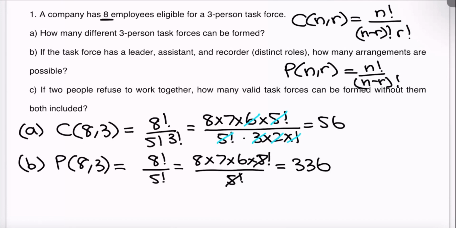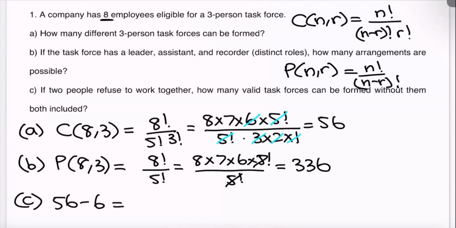Therefore, other than those six groups of people, all the other groups don't have those two people, right? And so the answer would be 56 minus 6, because there's six ways for the two people to work together. And so we're going to subtract the ways that they are working together to get that there's 50 ways for them to not be working together.